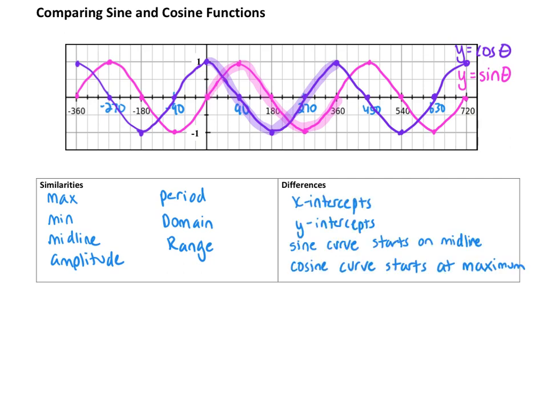We are going to be moving into the transformations of both the sine and the cosine functions. So make sure you know what the base graphs look like. Remember that you need to plot 5 points when you're creating one cycle of the curve.